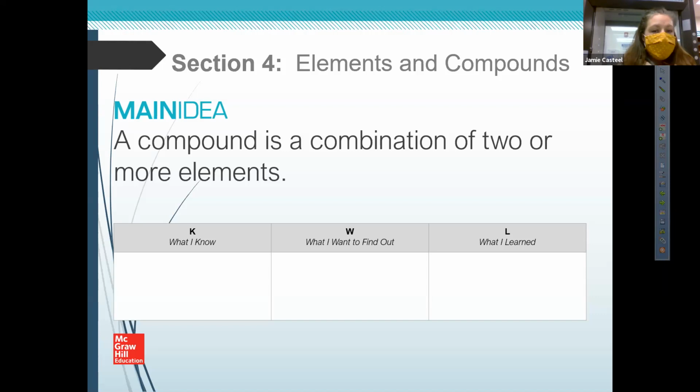Okay. So the main idea of this section, a compound is a combination of two or more elements. Now you already know what holds together the atoms in a compound. What holds together the atoms in a compound? Anybody remember? Claire? Ooh, that's a good one. Anybody else?